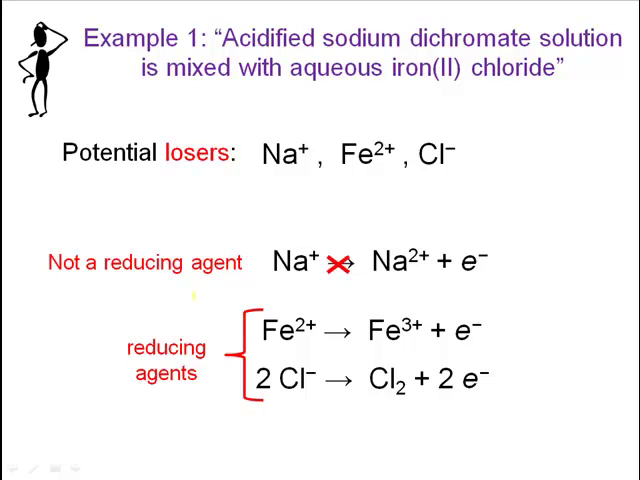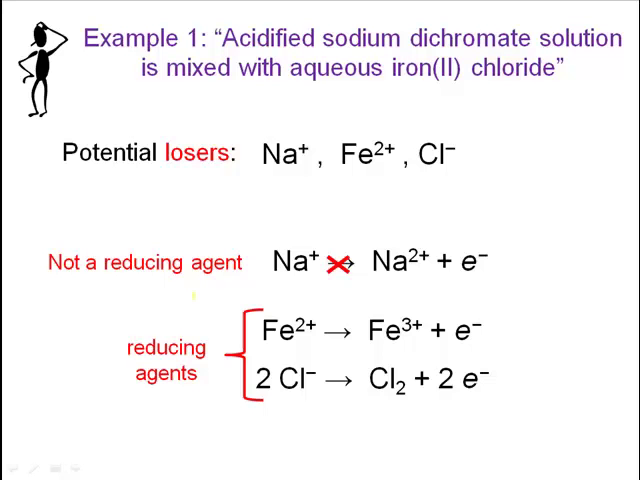So these are equations. Now, this one does not work because sodium, when it loses one electron, is then like neon. The other reason is it's not on our reduction table, so it can't be either forward or backwards. It's not on there.